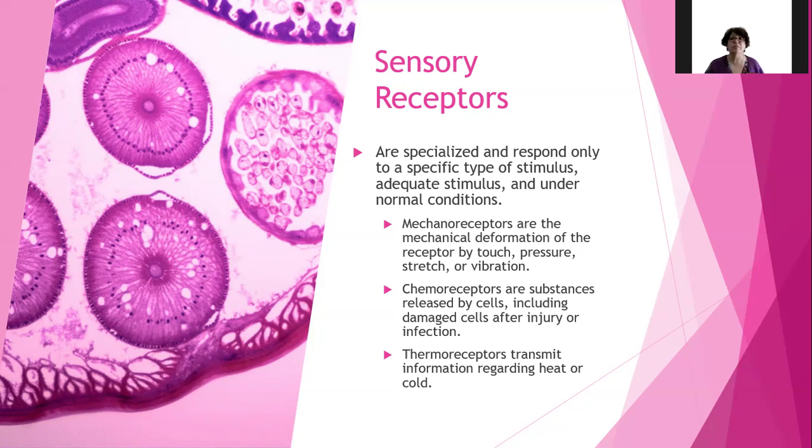Chemoreceptors respond to substances released by cells, including damaged cells after injury or infection, like we've talked about in pathophysiology. But there are also chemoreceptors in the autonomic nervous system that respond specifically to things like oxygen levels, carbon dioxide levels, glucose levels, that sort of thing, so they can adjust the internal conditions in your body to maintain homeostasis. So chemoreceptors are very important in the autonomic nervous system. Thermoreceptors transmit information regarding heat or cold. And again, they're specific to what they are transmitting. So there are specific cold receptors and specific heat receptors.